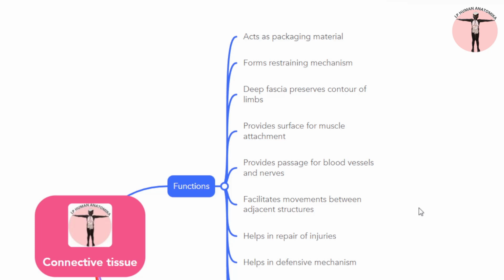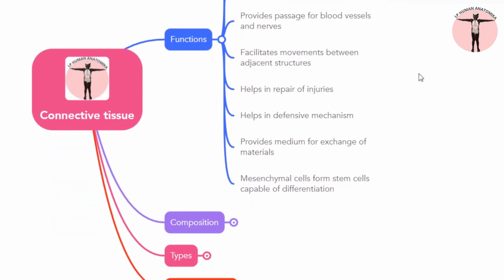Deep fascia of the connective tissue preserves contour of the limbs. It provides surface for muscle attachment. It provides passage for blood vessels and nerves. It facilitates movements between adjacent structures. It helps in repair of injuries. It helps in defensive mechanism. It provides medium for exchange of materials. And the mesenchymal cells of the connective tissue form stem cells which are capable of differentiation.